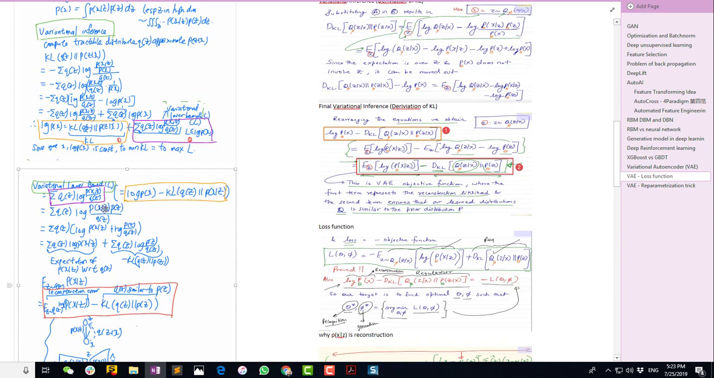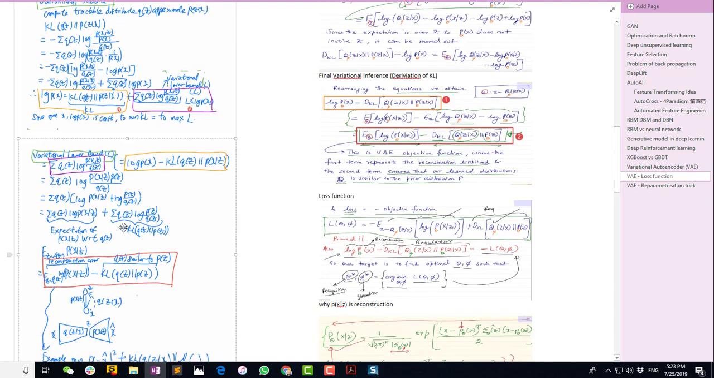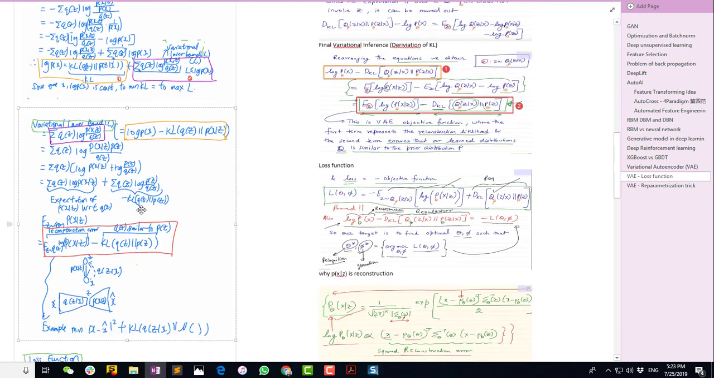So now let's see more on this variational lower bound, which is equivalent to this term, the log P(X) minus this term, and this is equal to the variational lower bound. So we split the numerator here, since log of a times b equals log a plus log b, we just split it into this form, and then we distribute this Q(Z) into log a and log b.